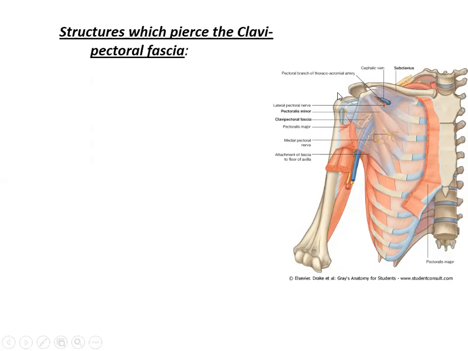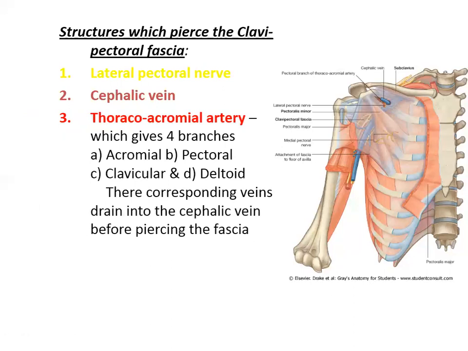Which are those? One is the lateral pectoral nerve. If you see here in this picture, this is the lateral pectoral nerve. Then the second structure is the vein. There is one nerve, one artery, and one vein. So lateral pectoral nerve, one you saw. Then you saw the vein. This is the cephalic vein, which is the vein of the upper limb.